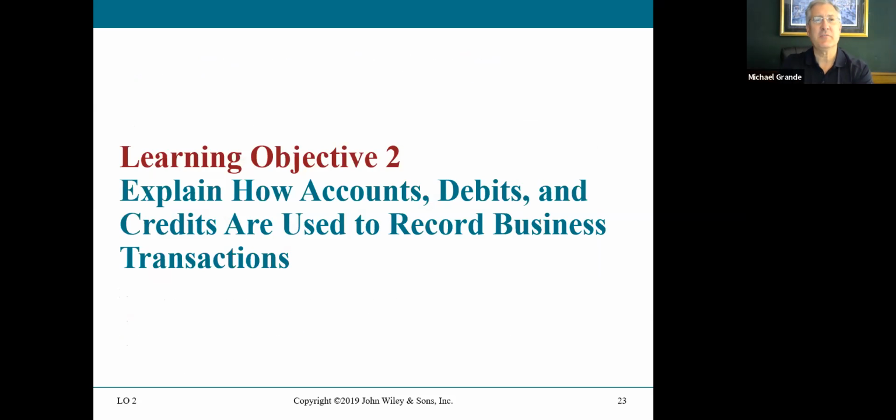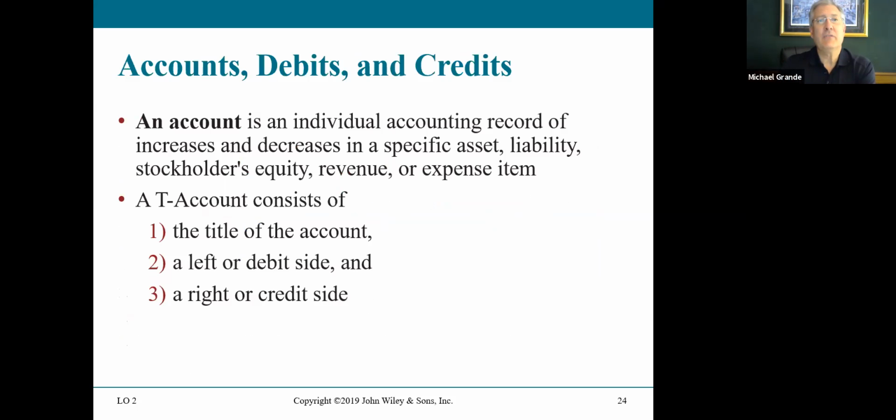Learning objective 2, explain how accounts, debits, and credits are used to record business transactions. Here it is. This is the most difficult part. It is the most important material of this course. If you don't get this, you're going to have difficulty. Accounts, debits, and credits. An account is an individual accounting record of increases and decreases in a specific asset, liability, stockholders' equity, revenue, or expense item.